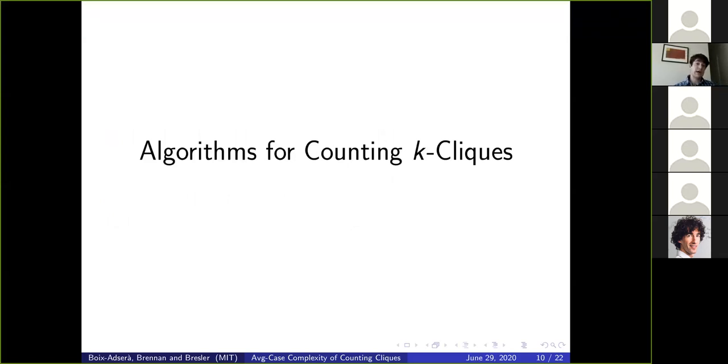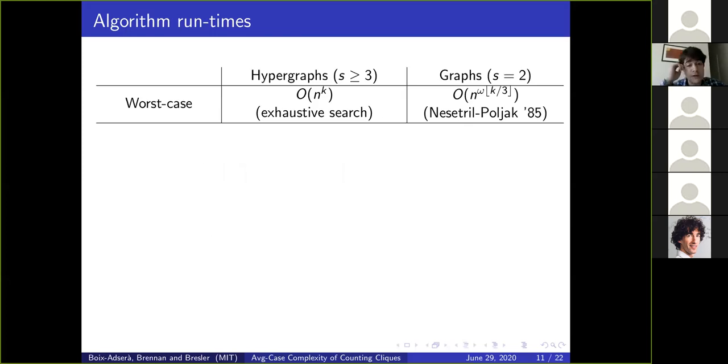So first off, algorithms for counting the number of K-cliques on general graphs or hypergraphs. In the worst case, for hypergraphs with rank greater than or equal to 3, exhaustive search, enumerating over all n choose k tuples of vertices and checking whether each tuple is a clique, is the best that's known. And for graphs, when the rank is 2, there's a speedup using the fast matrix multiplication trick. But these are the best algorithms that are known.